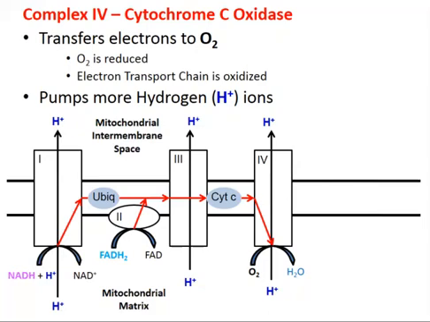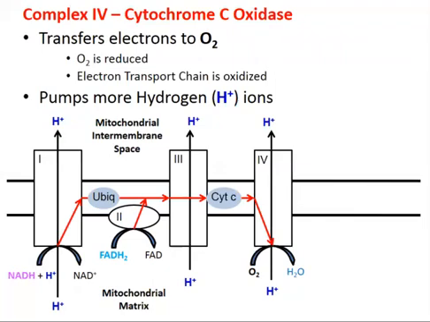Importantly, complex 4 is the site of oxygen consumption within our mitochondria. The electrons that are traveling through the electron transport chain have to be removed. When there is an electron bound, the electron transport chain is reduced and can't accept another pair of electrons.